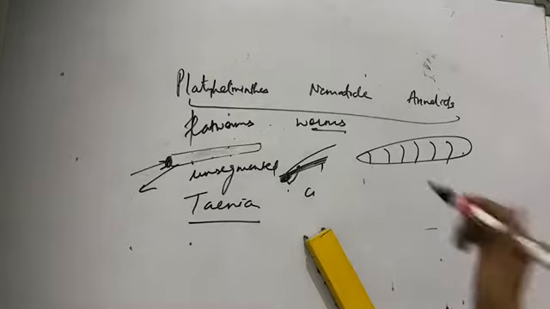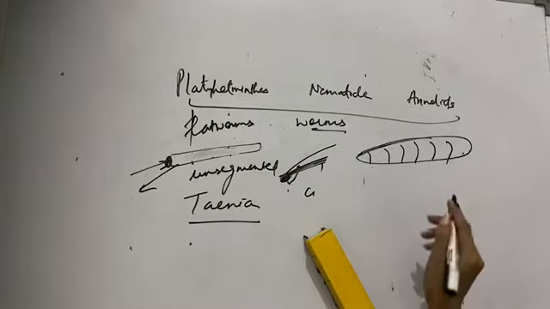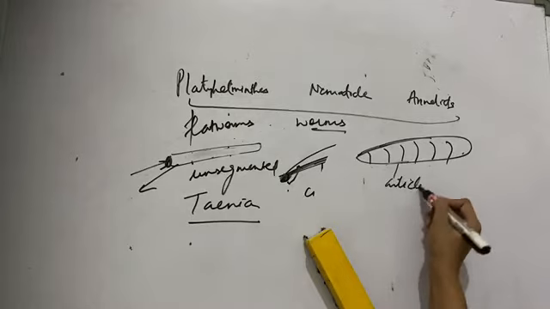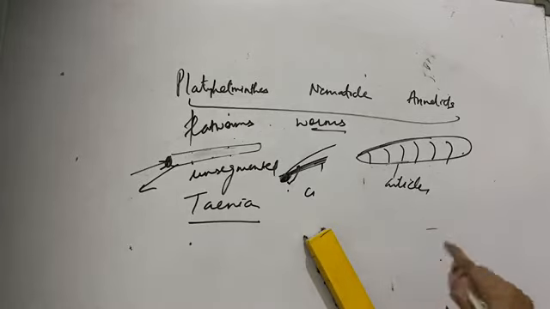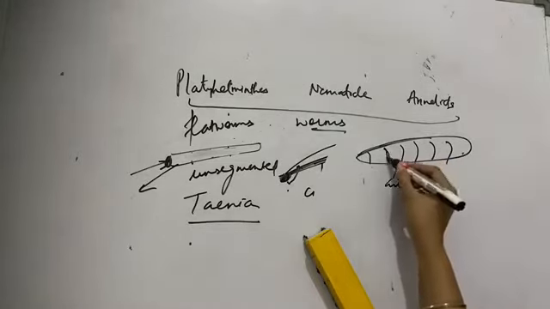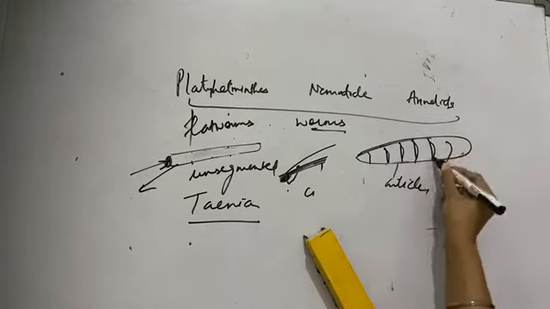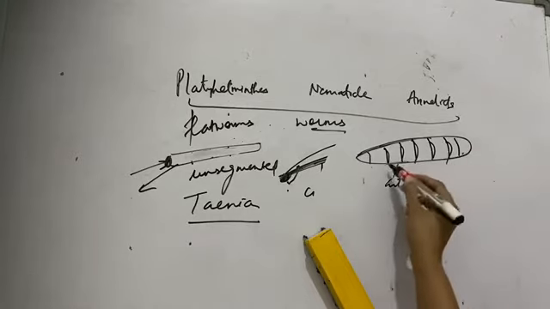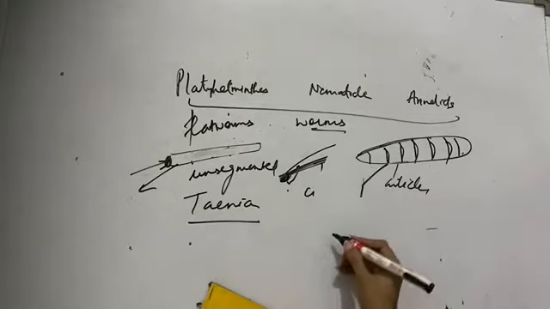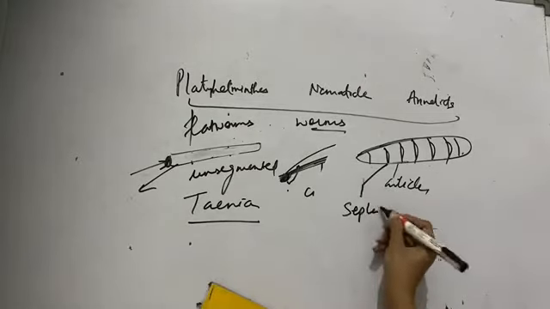They have tough but flexible covering. It is also known as cuticle. It is tough, hard, but it can be bended. So it is a bit flexible also. Okay, and their body is divided into segments, different parts, and each segment is divided by a layer known as septa. These all are septa.